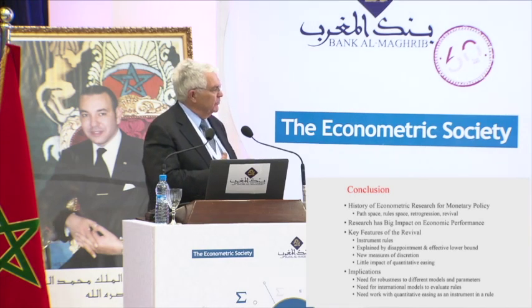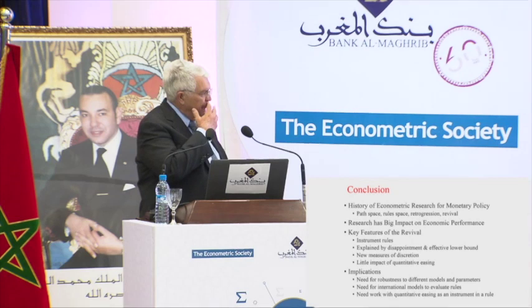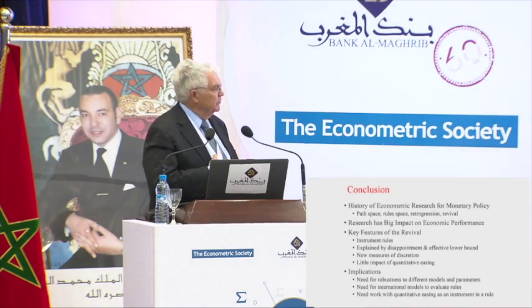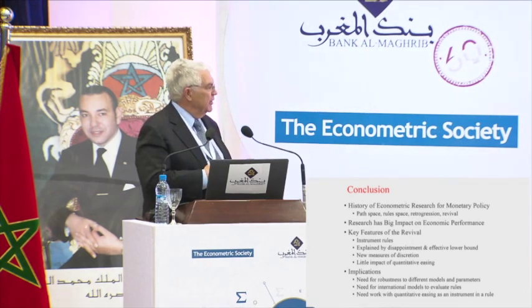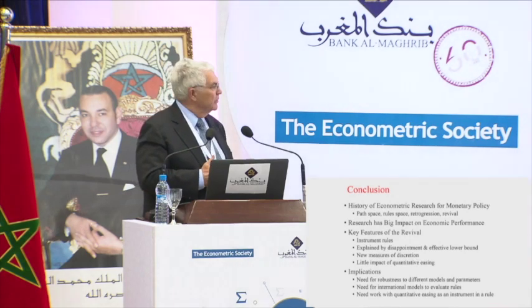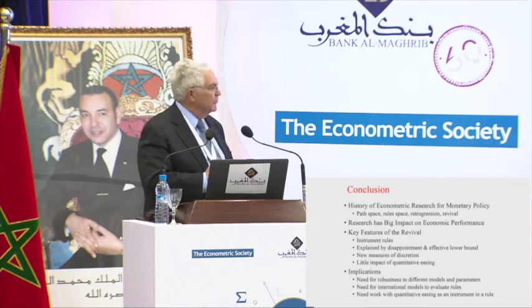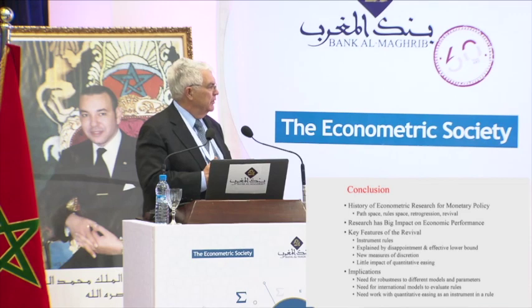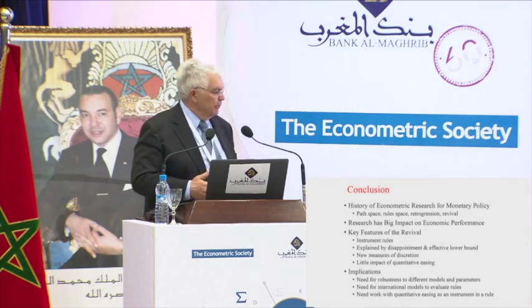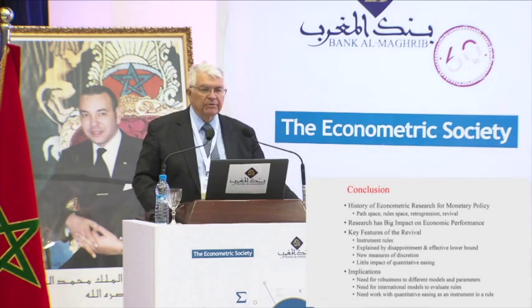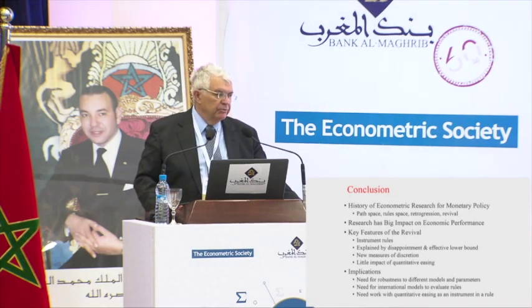We've had new measures of discretion, as I mentioned, and so far little impact of quantitative easing on rules. And so the implications: robustness seems so important for me. More international models have kind of disappeared from the scene recently. I'm not quite sure why. And if you're interested in quantitative easing, investigate that with some kind of a monetary policy rule rather than just a one-time change in the instrument. So I will stop there and see if anybody has any questions. Thank you.